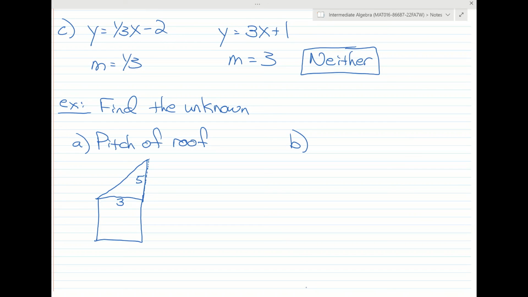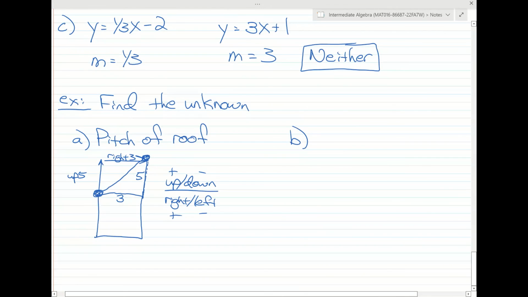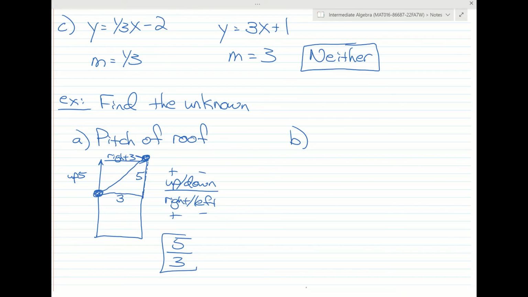So to go from this point to this point, it looks like we have to go up 5 and then to the right 3. Remember when we talked about slope? The top number tells you whether you're going up or down. The bottom number tells you whether you're going right or left, depending on if it's positive or negative. If you're going up 5 and to the right 3, that's the pitch. Pitch just means the slope.